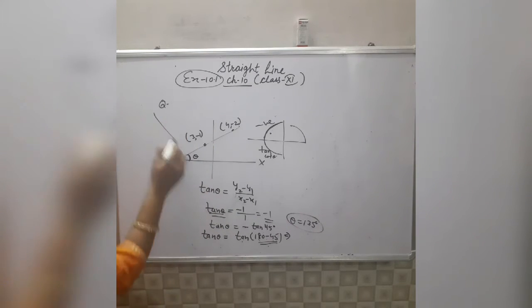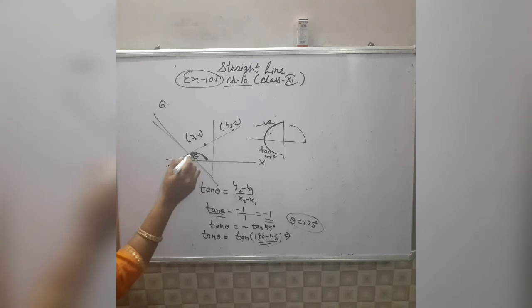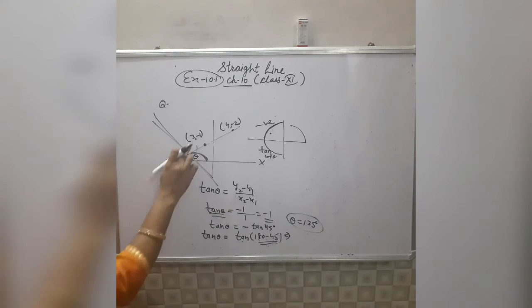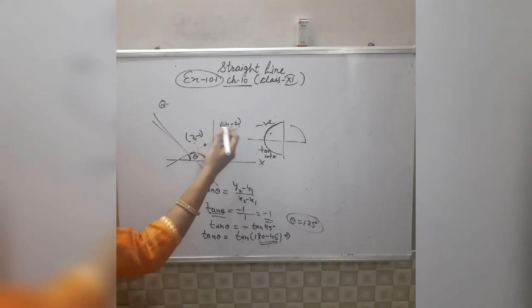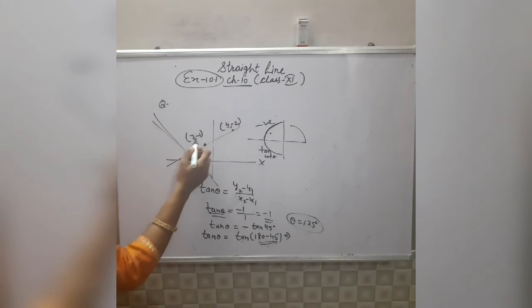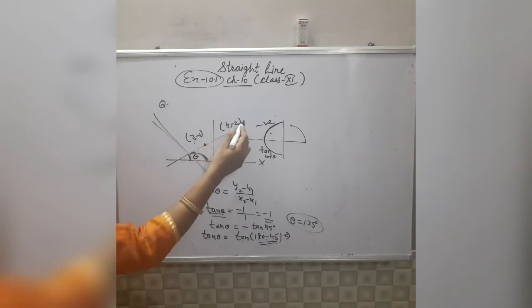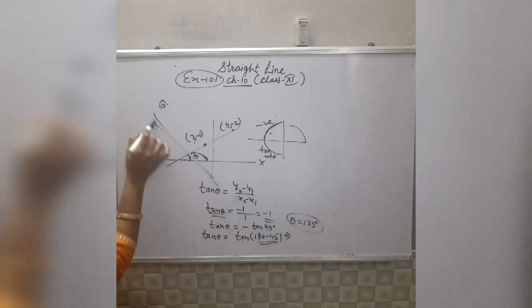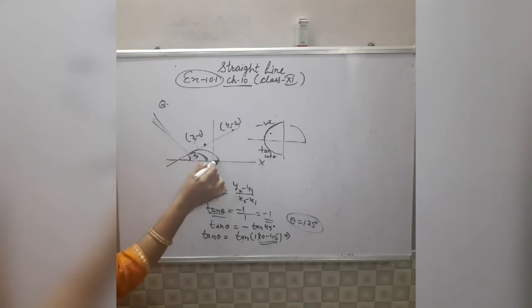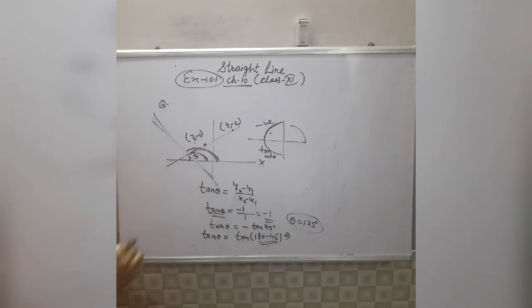This means the line will be in this way, and this angle will be more than 90 degrees, because these are rough points I have taken. If you actually plot these two points and join them, you will get a line in this way, and the angle will be clearly visible, greater than 90 degrees, that is 135. So this is question number 10. I hope all of you understood this question.